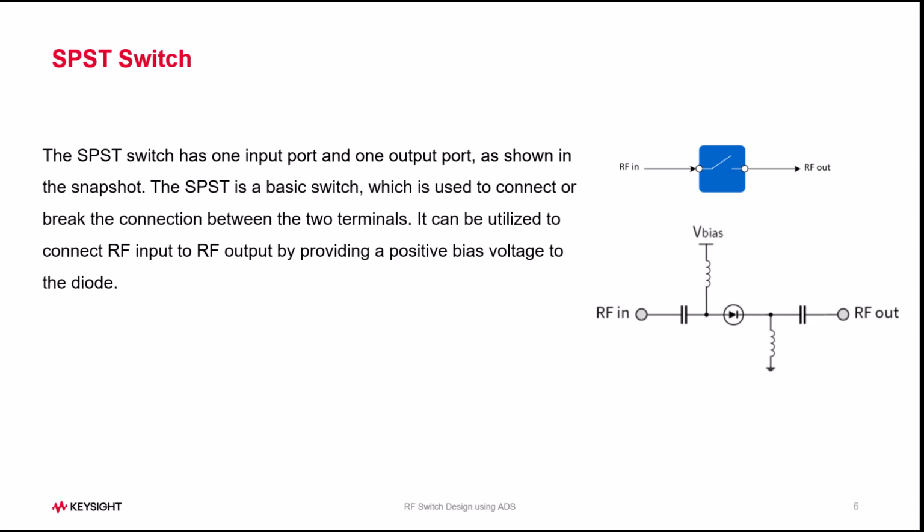Now, let's start with understanding the SPST switch, which is one of the simplest switches to understand. It simply means single pole, single throw. It has one input port and one output port, as shown in this snapshot, and it's a basic switch which is used to either connect or break the connection in the signal path. From the circuit perspective, you can think of a series diode in the RF path, and by controlling the bias supply or DC voltage to that diode, it can be put into either forward bias or reverse bias condition, thus giving you the switching action we are looking for.